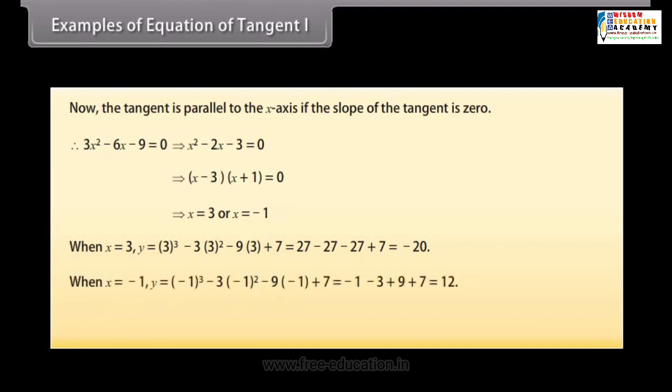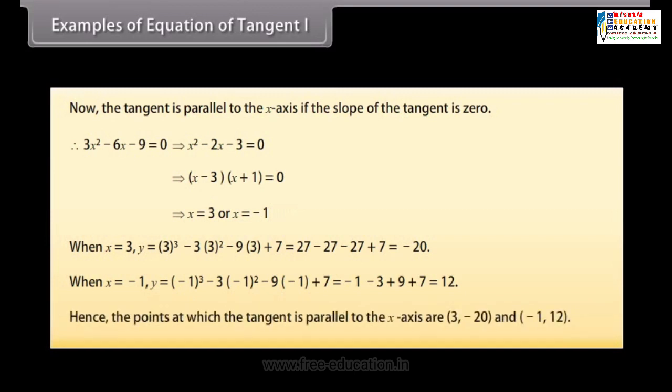When x is equal to minus 1, y is equal to (minus 1) cube minus 3 into (minus 1) square minus 9 into (minus 1) plus 7 is equal to minus 1 minus 3 plus 9 plus 7 is equal to 12. Hence, the points at which the tangent is parallel to the x-axis are (3, minus 20) and (minus 1, 12).